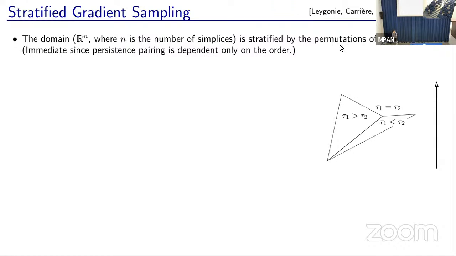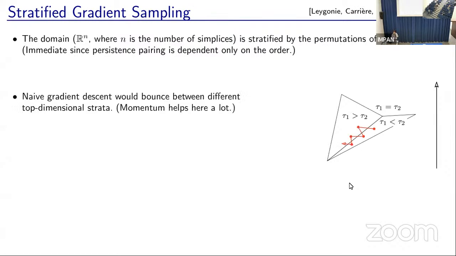They observe that if you view your filtration as a function on R^n, where n is the number of simplices, and the point just represents the filtration values assigned to the simplices, then the space is stratified by the different orderings of the simplices, right? On one side, tau one is less than tau two, on the other tau one is greater than tau two, and then there are these lower dimensional strata where simplices become equal. And if you just do naive gradient descent, the reason that things are slow is that you keep bouncing between strata, right? You start in one place, you compute the gradient, you take a step, but suddenly the order of the simplices changed. So now a different simplex needs to move down, and so you keep bouncing.